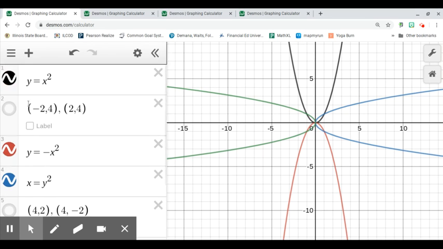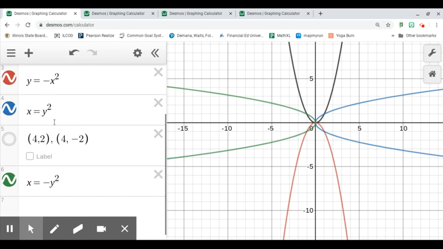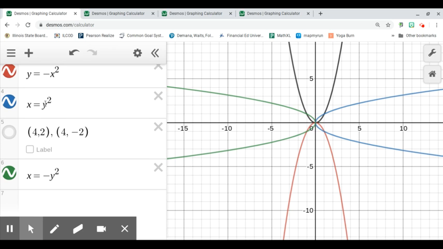So if you have x squared, it's going to open either up or down. Up if that x squared term is positive, down if the x squared term is negative. If you have x equals y squared, it's going to open to the right if y squared is positive. It's going to open to the left if y squared is negative.